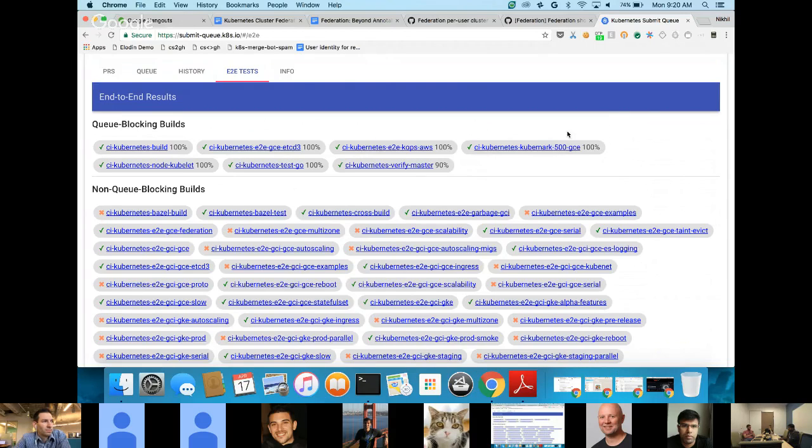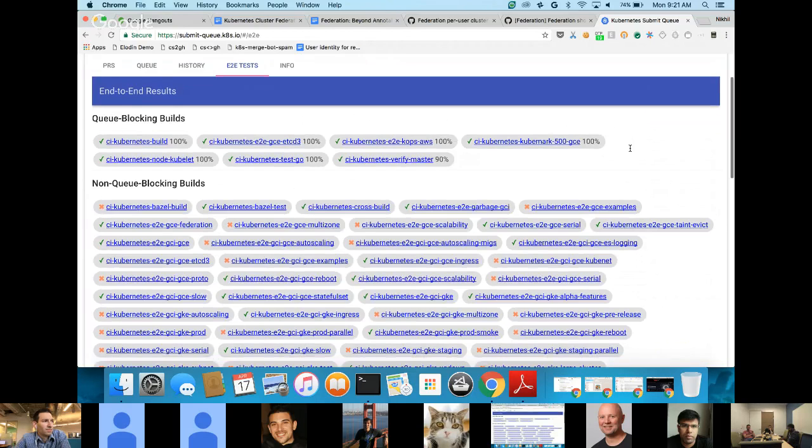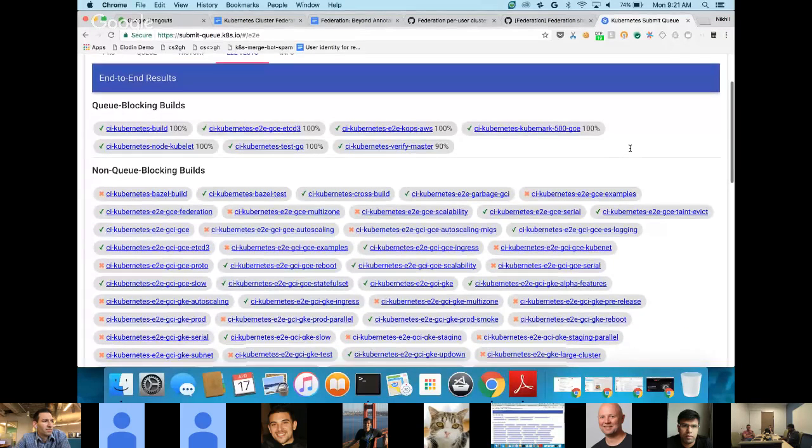They don't block the entire queue, but they prevent the PR from going in. Exactly. And everything else will be in the second block on the page at the moment, the non-queue blocking builds, which we need to monitor, but which should almost never break.